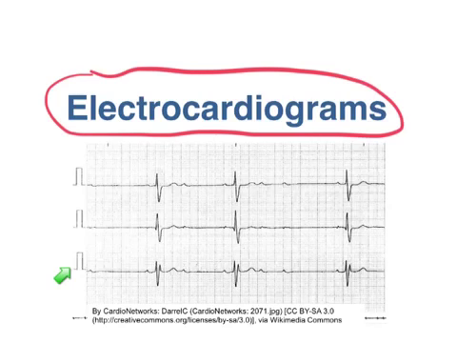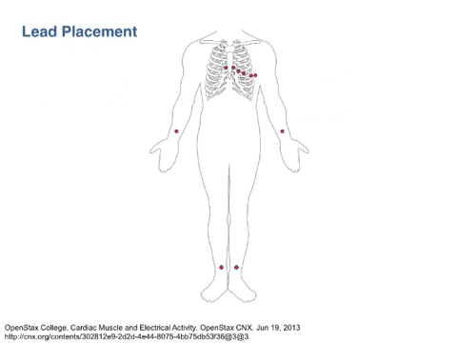EKGs are useful for detecting irregularities in the heartbeat, called arrhythmias. Arrhythmias can indicate heart defects or even a heart attack. Electrical activity of the heart is detected by placing electrodes at various points on the body. In a standard EKG reading, electrodes are placed at 6 locations in the chest, plus an electrode on each limb.